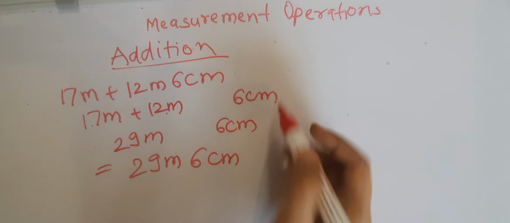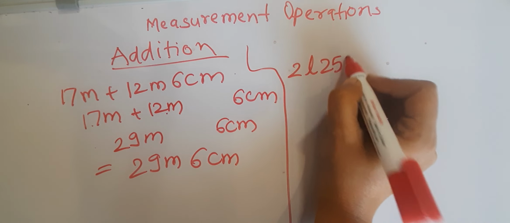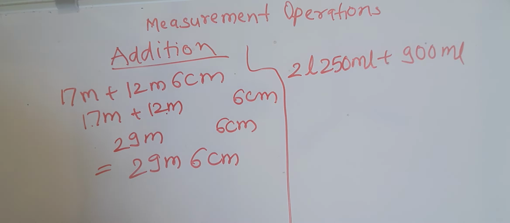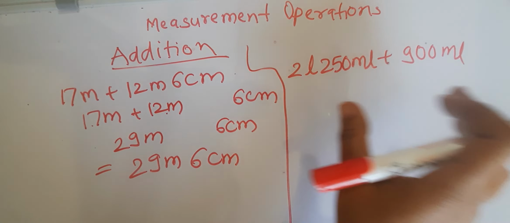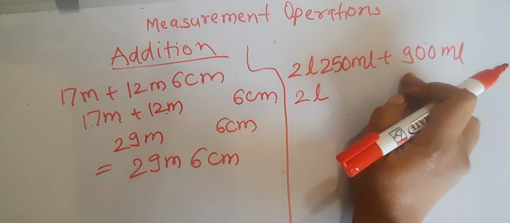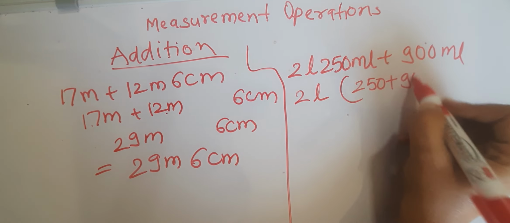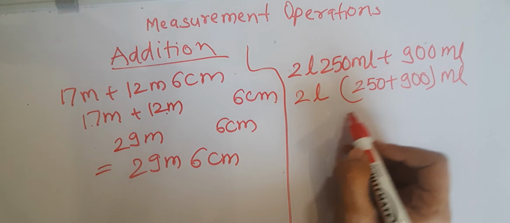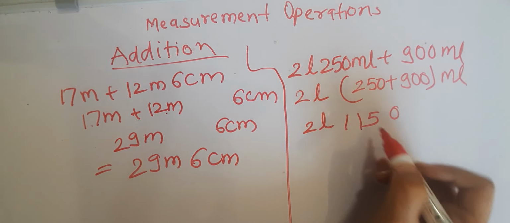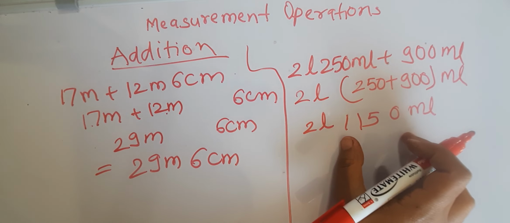Okay, now take another example. If we have to add 2 liter 250 milliliter plus 900 milliliter. We'll go with our concept. We'll add liter with liter and milliliter with milliliter. Here this is just 2 liter, there is no liter value in the second, and we add 250 plus 900 milliliter. Okay, 250 plus 900 milliliter gives us 1150 milliliter.